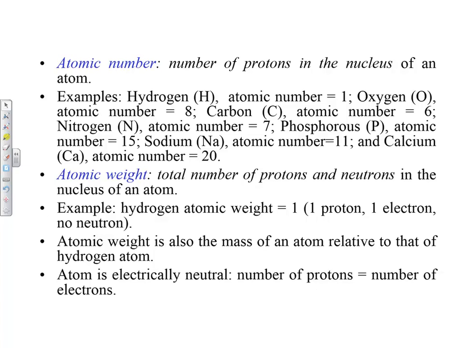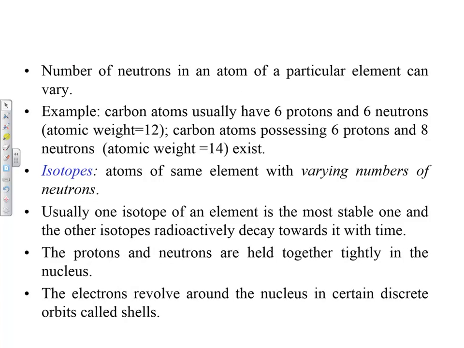Now we further know that an atom is electrically neutral, so the number of positively charged particles, that is protons, must be equal to the number of negatively charged particles, that is electrons. Again, nothing new so far. Now for a particular element, the number of protons in the nucleus is actually fixed, but the number of neutrons can vary. For example, carbon atoms usually have 6 protons and 6 neutrons in the nucleus, so the atomic weight of regular carbon is 12, right? However, carbon atoms possessing 6 protons and 8 neutrons, where the carbon atom is going to have an atomic weight of 14, they exist, okay?